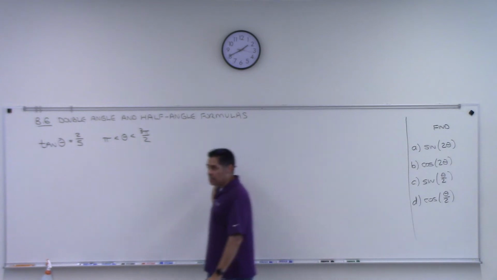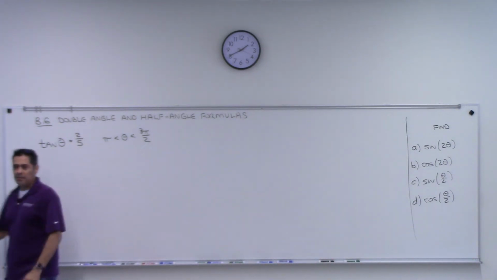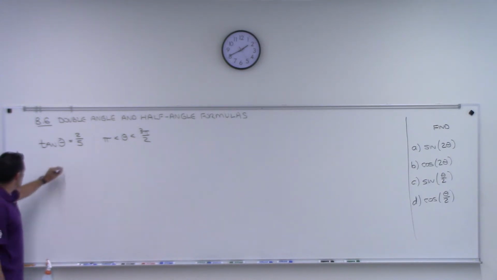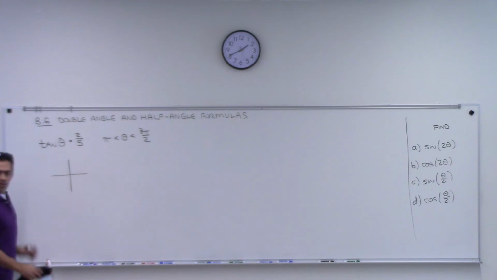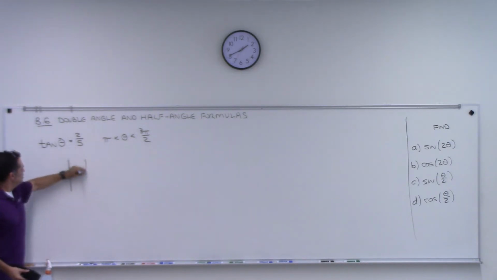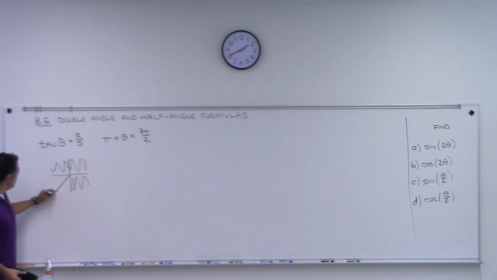So in order to answer those questions, I need to use this to figure out what sine of theta is and what cosine of theta is. Starting out with what quadrant we're in. Where are we? We're between pi and 3 pi over 2. So we're in the third quadrant, right? We're in here. That's where we are.